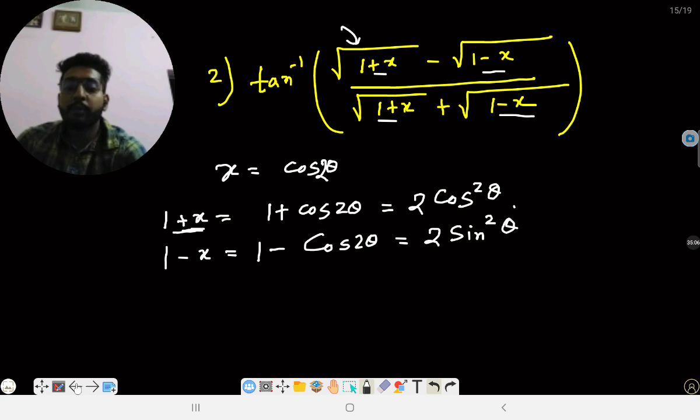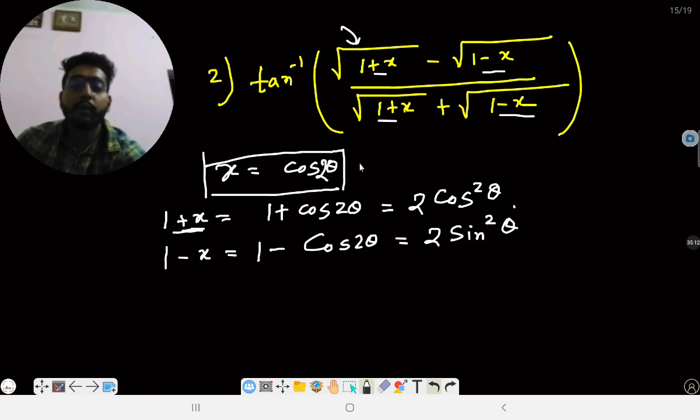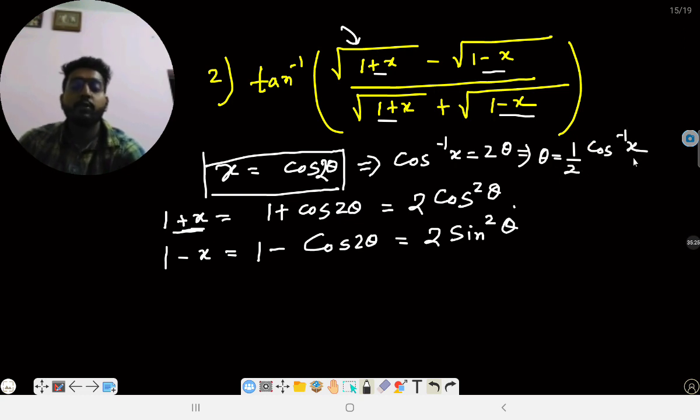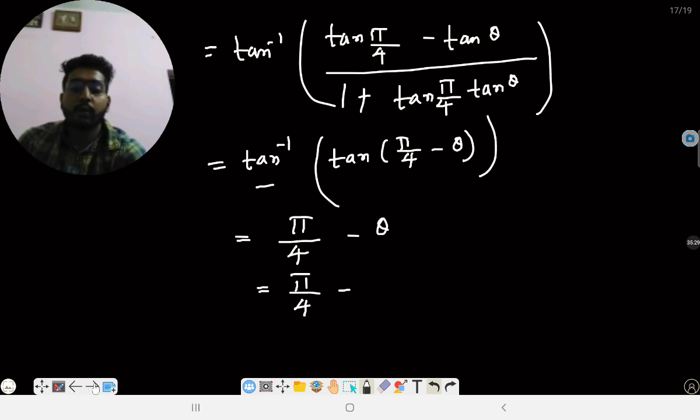Now you can see we have taken x equals cos 2 theta here. From here we have to find the value of theta. Now if cos goes there, it will be cos inverse of x equals 2 theta. So from here theta will be half of cos inverse of x. So you can see theta is half of cos inverse of x.